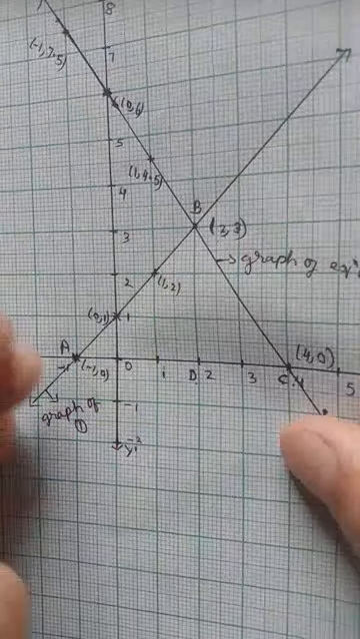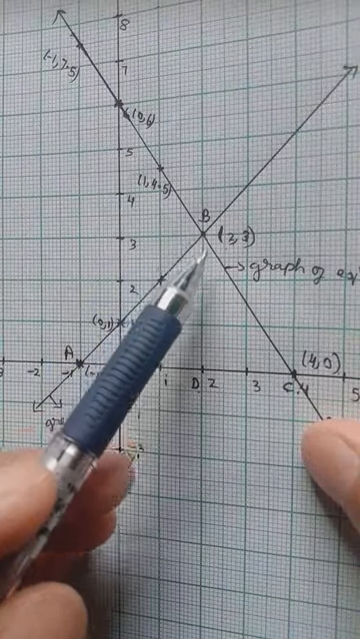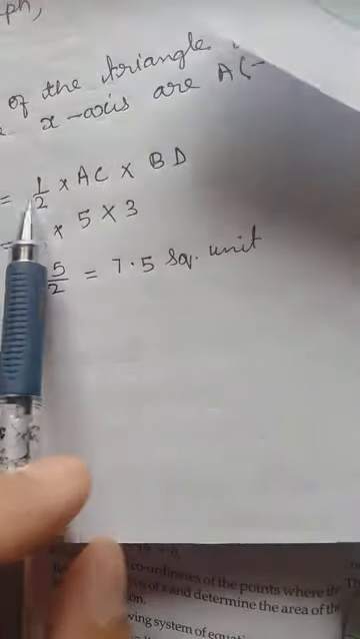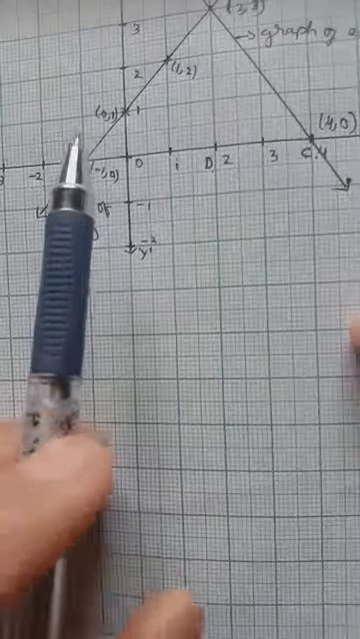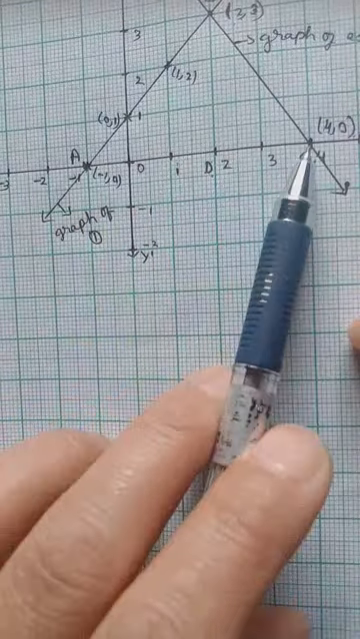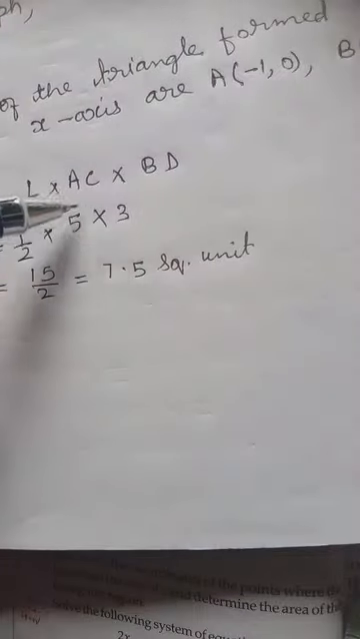Next, we have to calculate the area. We take this one as the base and this one as the height. The formula for area is half base into height. The base, we can count how many: 1, 2, 3, 4, 5. Then the height: 1, 2, 3. So 5 into 3 is 15, 15 divided by 2, we get 7.5 square units.